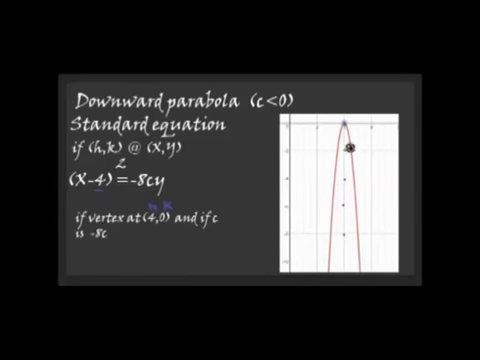8 points from the vertex to the focus. There are 4 points between the latus rectum, and this is 4 points from one side of the latus rectum to the other.